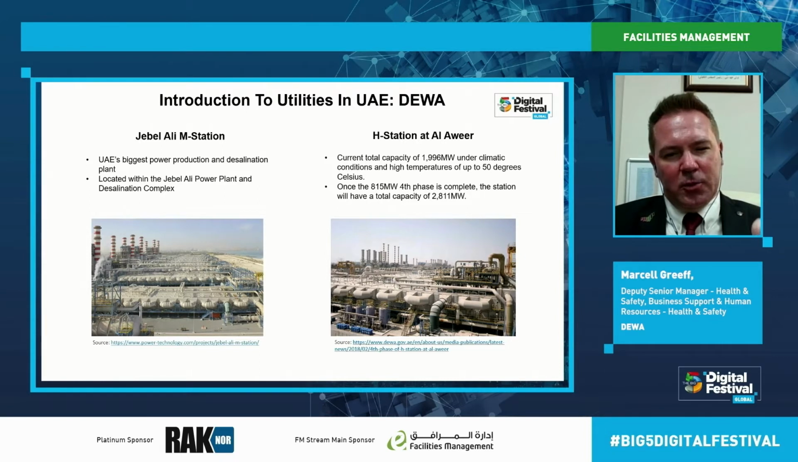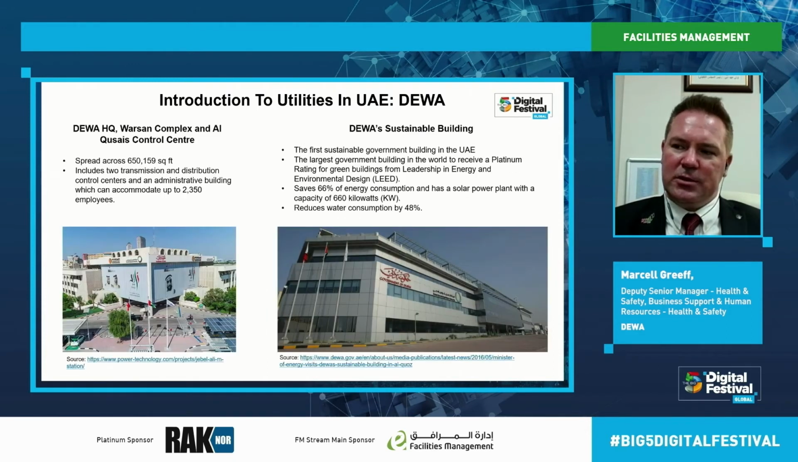Going a little bit deeper into the scope of work, DEWA has the Jebel Ali M station, which is the UAE's biggest power production and desalination plant, and it has an H station at Al Aweer. The H station has a total capacity at the moment of just a little less than 2,000 megawatts, but as soon as the 4th phase of construction is complete, it will have almost 3,000 megawatts of capacity, which is brilliant.